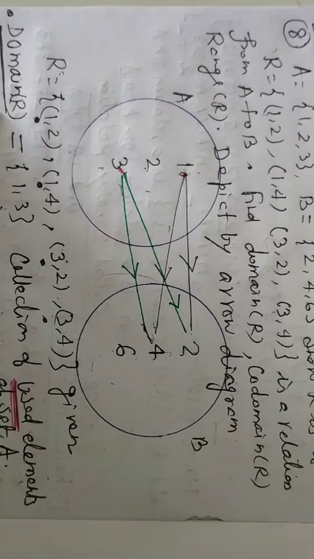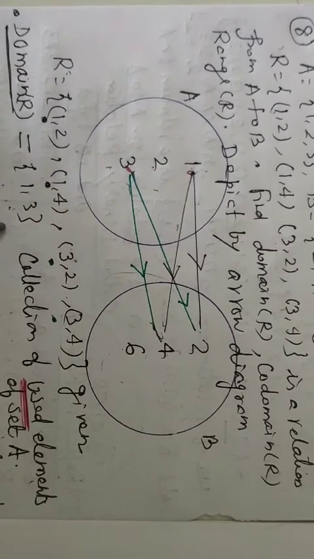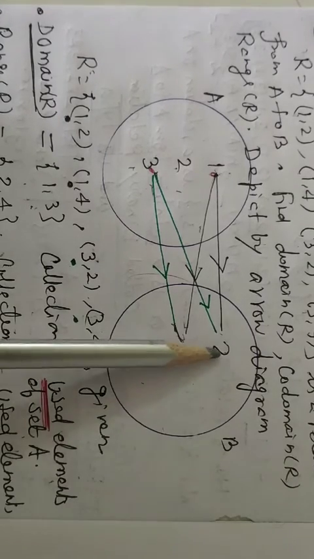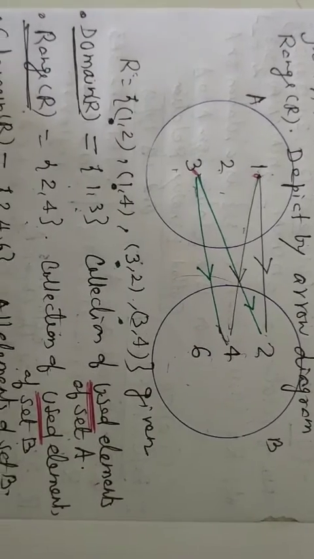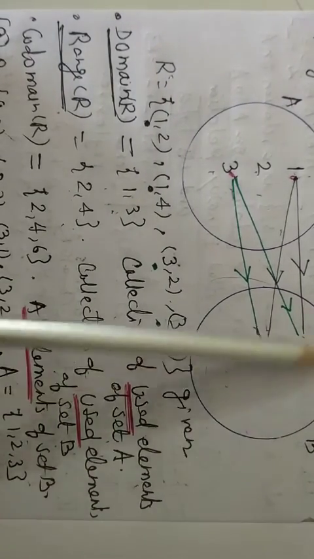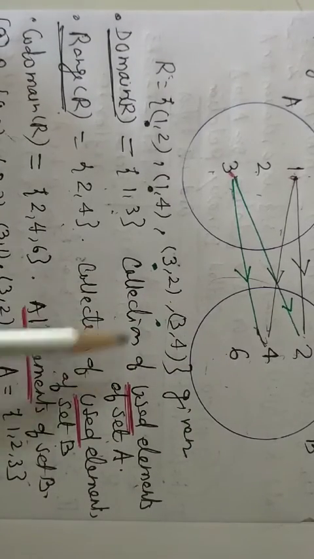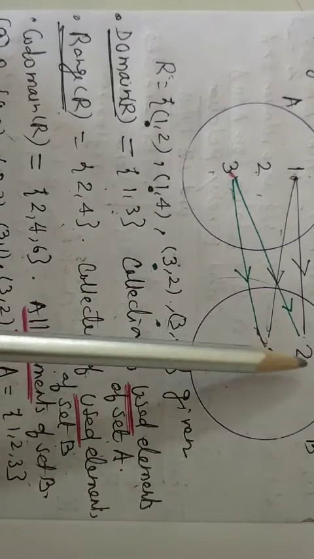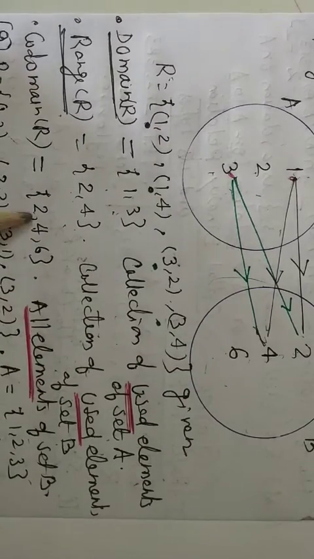Now the domain of R is the collection of used elements of set A. Used elements are 1 and 3, so 1, 3 is the domain. Range is the collection of used elements of set B, not 6, but 2 and 4, so 2 and 4. And codomain is all the elements of the second set B, so 2, 4, 6. Note: domain means used elements of the first set, 1, 3. Range means used elements of the second set, 2, 4. And codomain is all elements of the second set, 2, 4, 6.